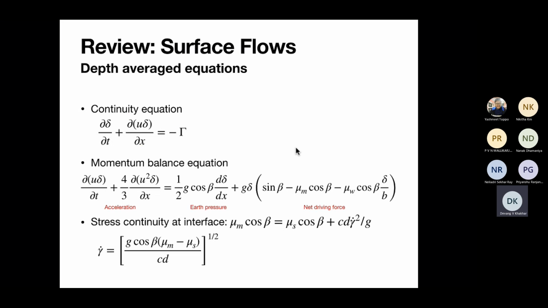And the unknowns are essentially u, delta, and gamma. That's it. Those are the three unknowns, and then you have three equations. So we can essentially solve this.